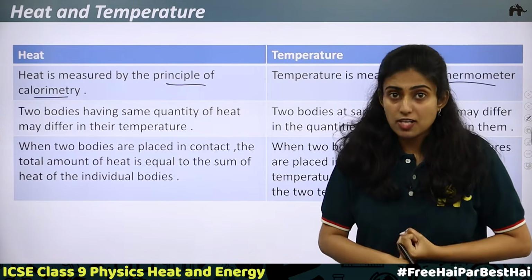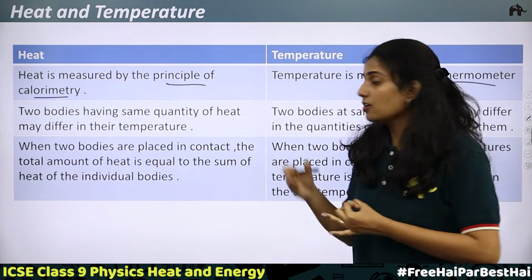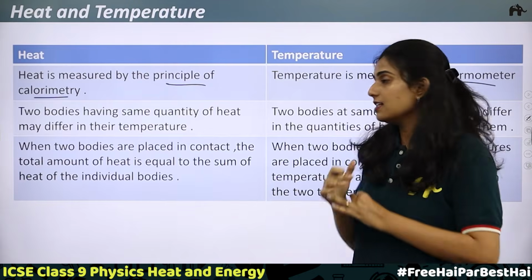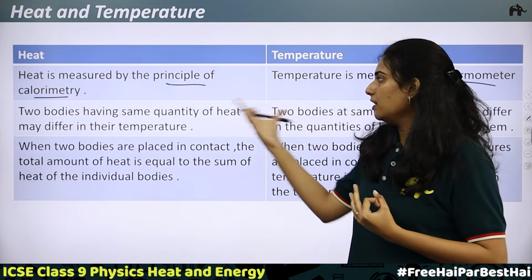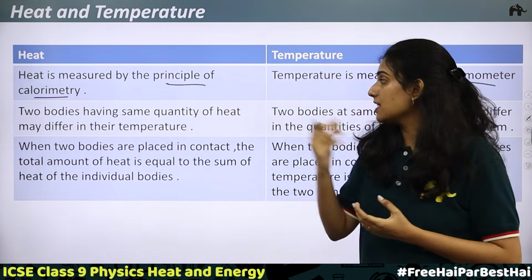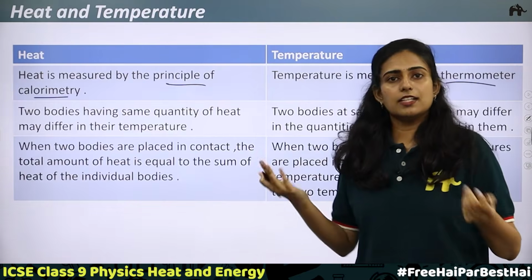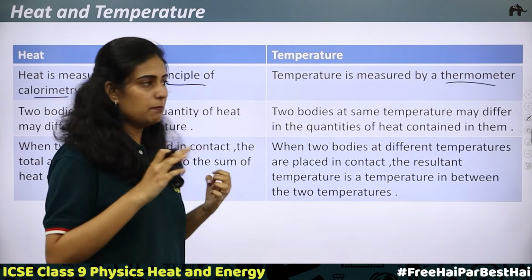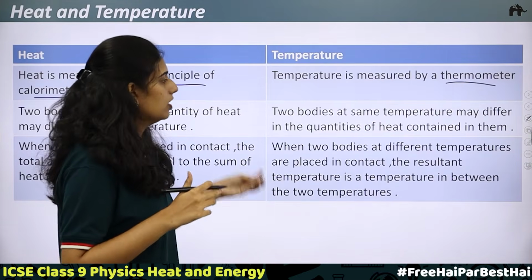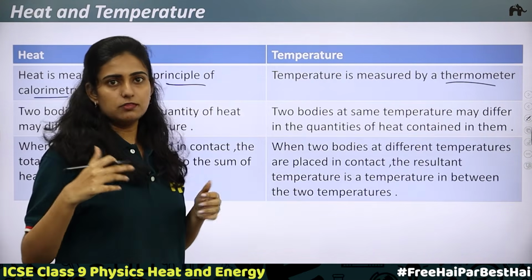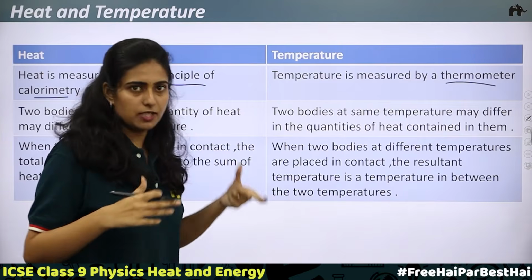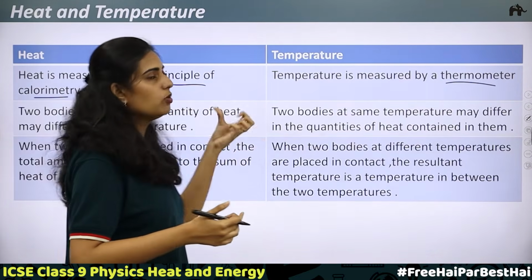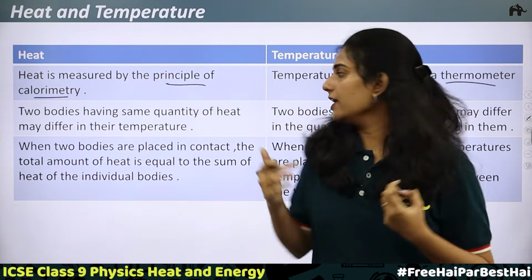It depends not only on the temperature, it depends on the mass, and the other factor is the nature of the material. So, depending on this, even though the same amount of heat energy is there, the temperature may be different. Now, when it comes to temperature, two bodies at the same temperature may differ in the quantity of heat contained in them. Same thing, because heat depends on temperature. Even though the two bodies are at the same temperature, the amount of heat they contain will be different.